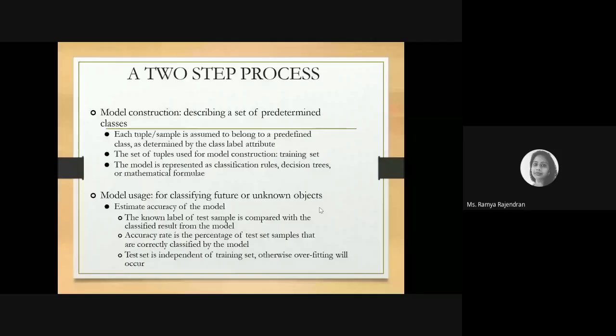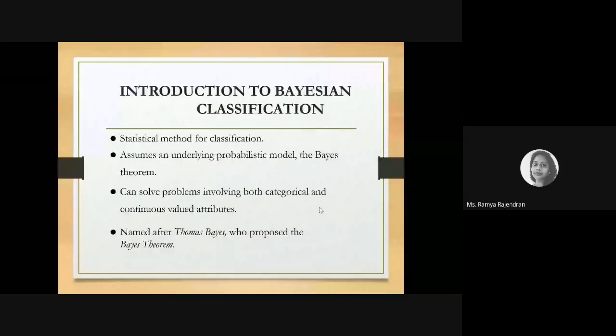So let's get into Bayesian classification. As I told you, it's one of the very basic statistical methods for classification, which is based on probability methods. It was proposed by Thomas Bayes, which is why it is called Bayes theorem. As I told you before, you can solve problems which have both categorical and continuous data.